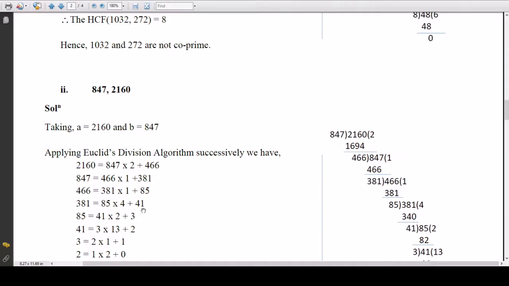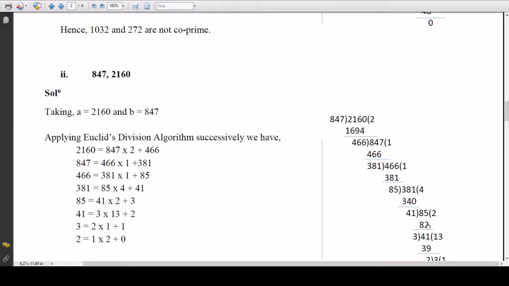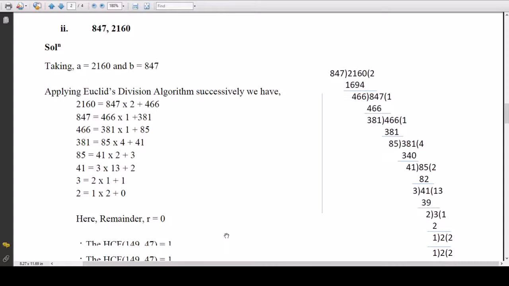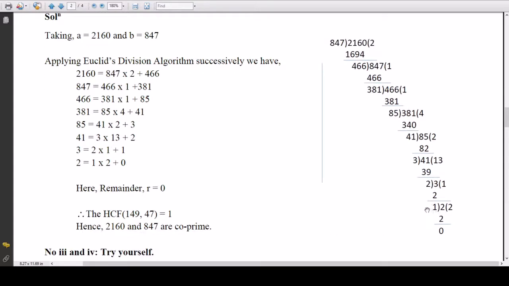you remainder 41. Then 41 divide to 85, you will go with 2 is 82, giving you remainder 3. 3 divide to 41, you will go 13 is 39, giving you remainder 2. Okay, now again 3 divide by 2, you will go with 1 is 2, giving you remainder 1. And lastly 2 divide by 1, you go with 2 is 2, giving you remainder 0.